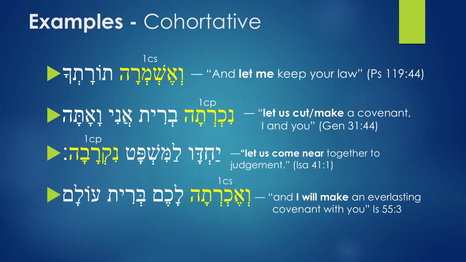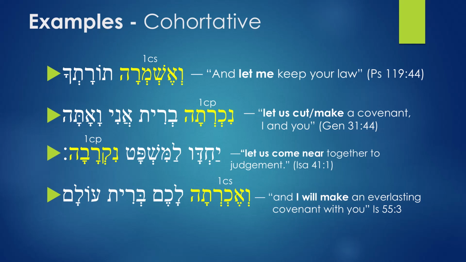Something that the speaker wants to do. So you're going to say, let me keep, let me walk. Since we're talking about shamar, and shamar means he kept, the translation of this cohortative is going to be, let me keep. We are saying me because it's singular. So Weishmera is, and let me keep.